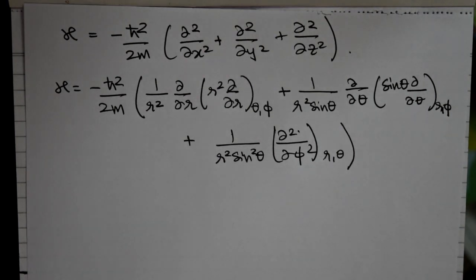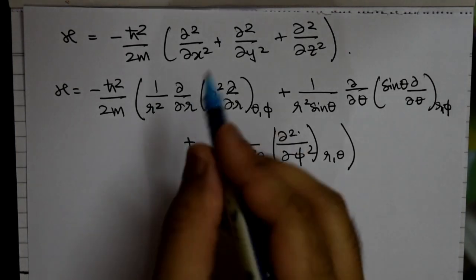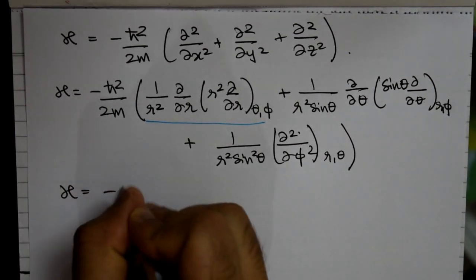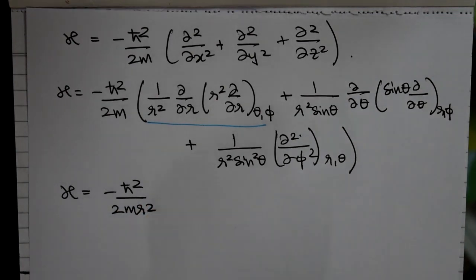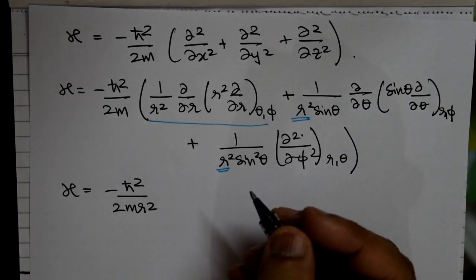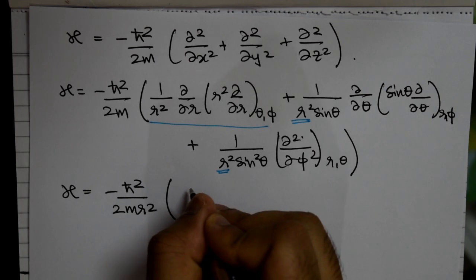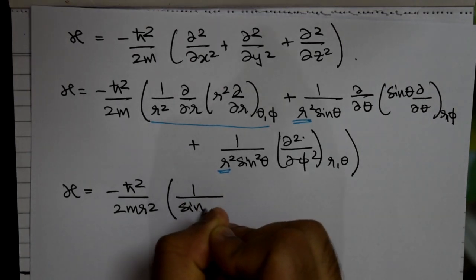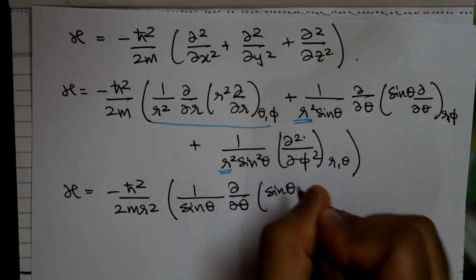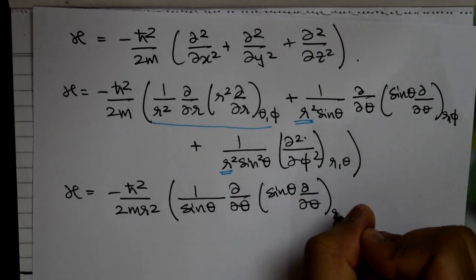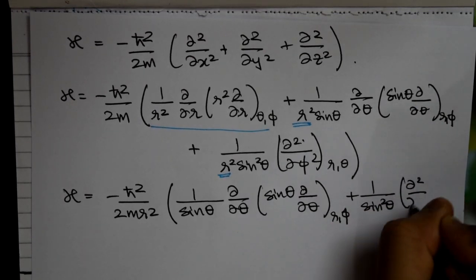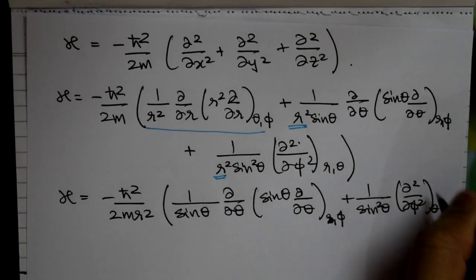Now, after having found this, in this rigid rotor model, we know for a fact that r is going to be invariant. So therefore, the first term here will not be present. So our Hamiltonian gets reduced to minus h square by 2m r square. We realize that r square is present in both the cases, so r square can be taken out. Then 1 over sine theta, dou by dou theta, sine theta, dou by dou theta, plus 1 over sine square theta, dou square by dou phi square at constant theta. I'm not going to write r comma phi from now on, so please pay attention.